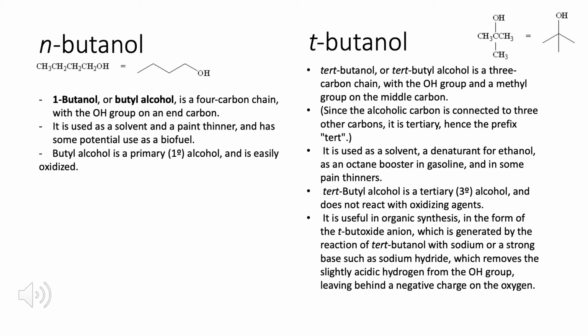t-butoxide anion, which is generated by the reaction of tert-butanol with sodium or a strong base, such as sodium hydride, which removes the slightly acidic hydrogen from the OH group, leaving behind a negative charge on oxygen.